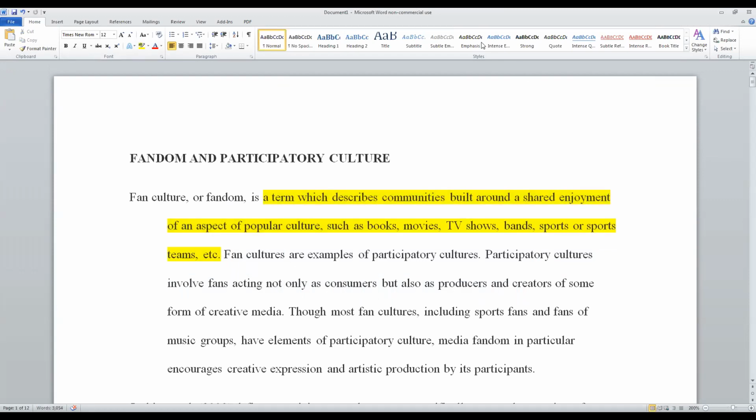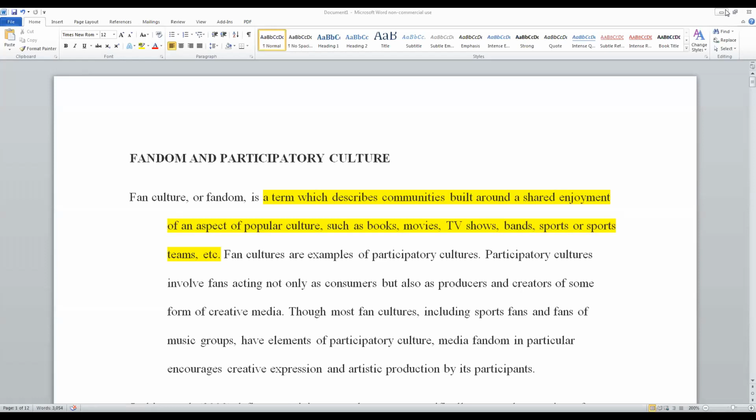So, if we're going back and considering our questions for a moment, I shrink this down and go back to my page here. And we're looking at our course homepage for today. And we're reviewing those three questions. How does the article define fandom? How does it define participatory culture? Well, right here. Fandom, or fan culture, is described as a term relating to communities built around a shared enjoyment of an aspect of popular culture, such as books, movies, TV shows, bands, sports, or sports teams. So your particular fan culture could be numerous. It could be multifaceted.